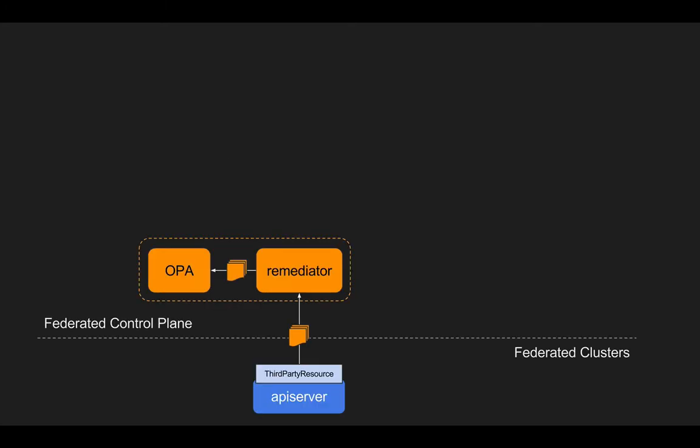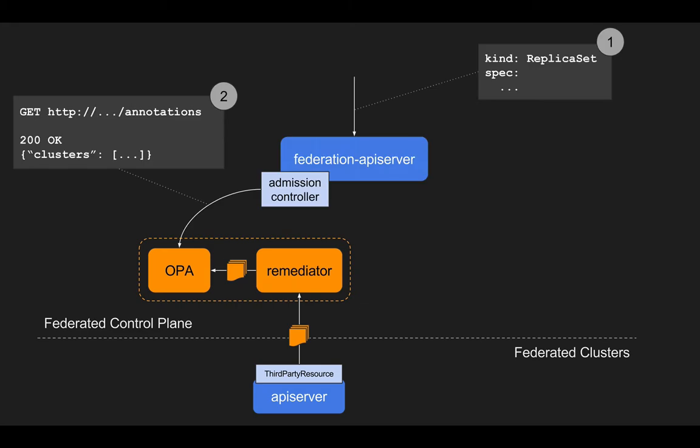Currently, the policies are stored as third-party resources in the API server of the host cluster. The remediator component takes care of replicating the policies into OPA. The remediator also replicates Kubernetes objects like clusters, replica sets, and nodes into OPA. To control the initial placement decision with policy, we have created a custom admission controller. The admission controller executes queries against OPA when resources are created or updated.